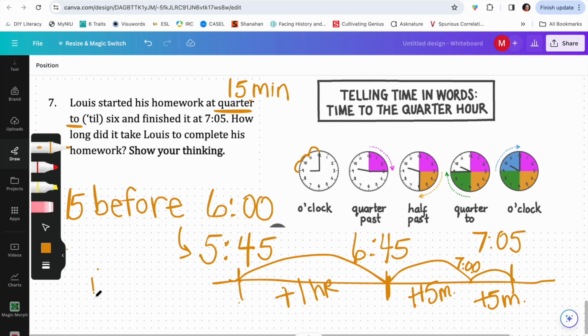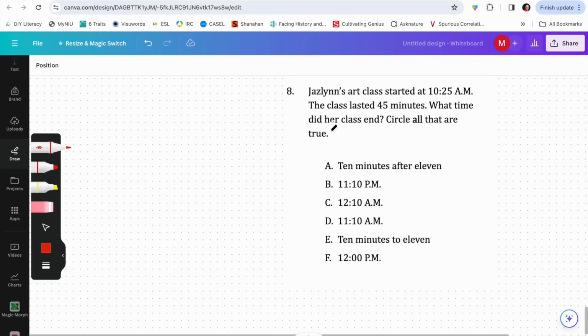I see 1 hour, and then I see 15 minutes and 5 minutes. Together, 15 minutes and 5 minutes are 20 minutes. So this kid spent 1 hour and 20 minutes on his homework. Great job, Lewis. Okay, number 8 is Jasline's art class started at 10:25.